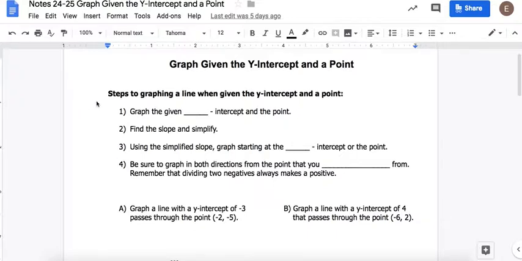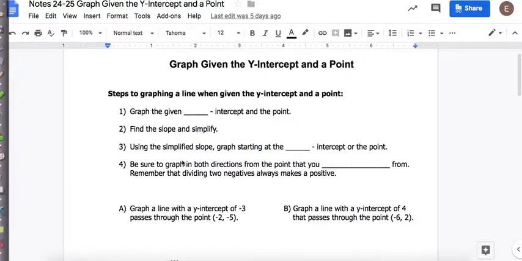So here are steps to graphing a line when given the y-intercept and a point. Remember, before we had a point and the slope, and we were able to start at the point and follow the slope. Now we're going to use the y-intercept and the point to find the slope.